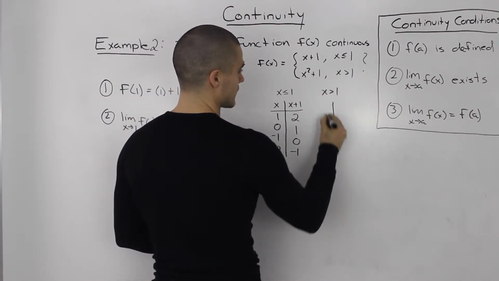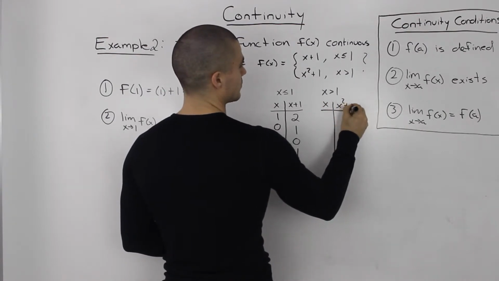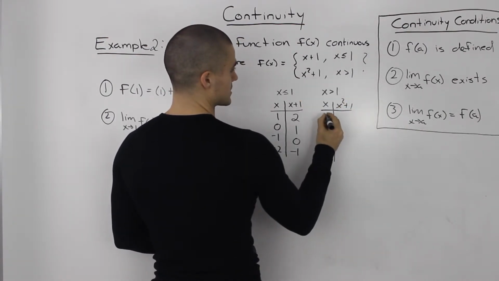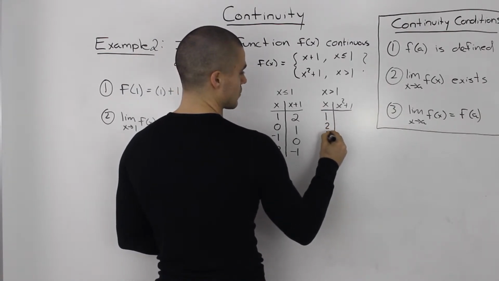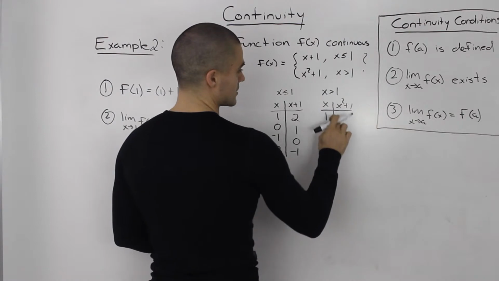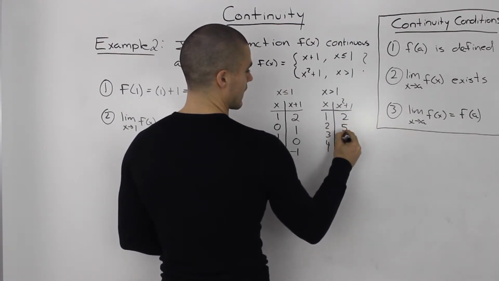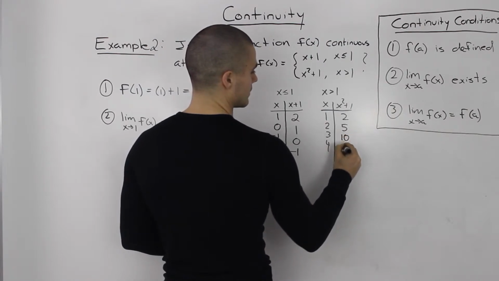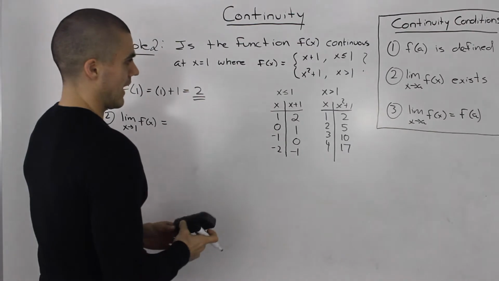All right, now what about the right piece of this function? So x, and then the y value will be x squared plus 1. Let's pick some x values after 1: 2, 3, 4. Plugging these in, you'll get 2, 5, 10, 17.